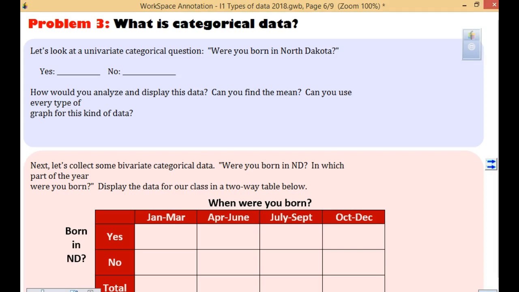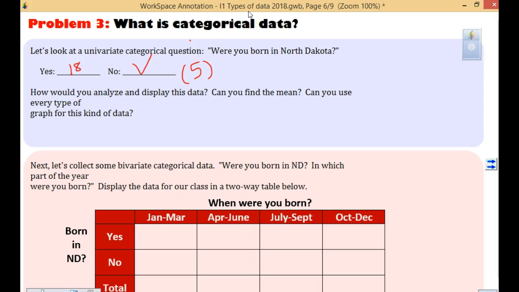So for our class, I want you to answer this question. Were you born in North Dakota? Yes or no? I want you to check the yes or the no that pertains to you, okay? And it says, how could we display this data? Could we find the mean? Can we use any type of graph, every type of graph for this kind of data? So for myself, it was definitely a no, but we're going to go around and ask each of you. So you and 5 of us were not born.